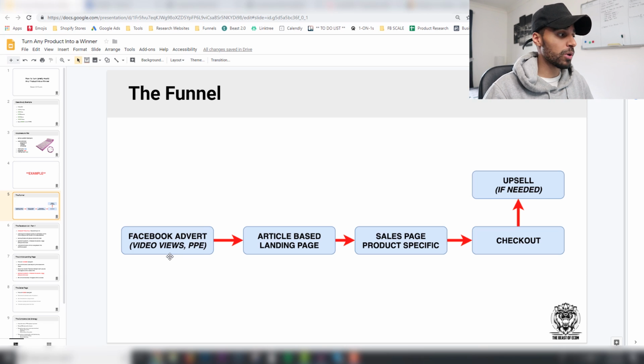Now, of course, first things first, you need to have a powerful video, which this one very much is. But then once you do that, you then go to an article-based landing page. Now, you could do something similar on your Shopify page if you really wanted to.